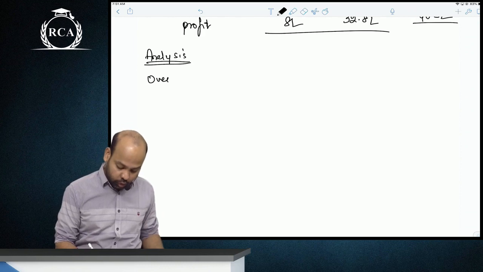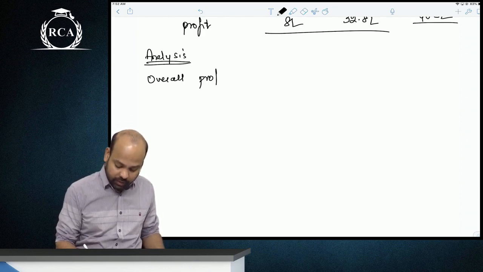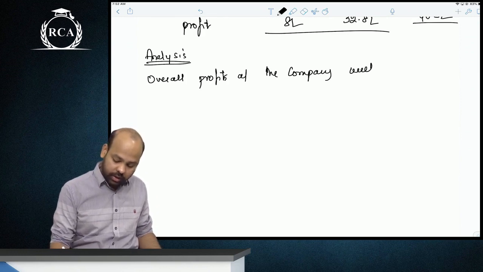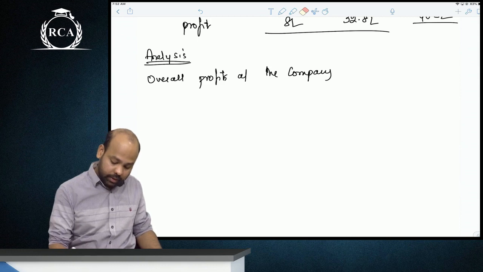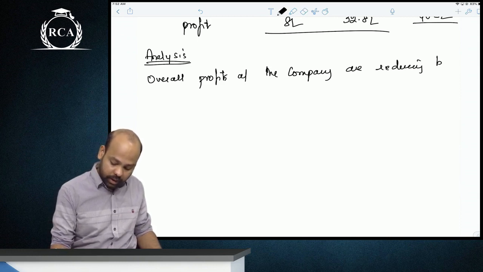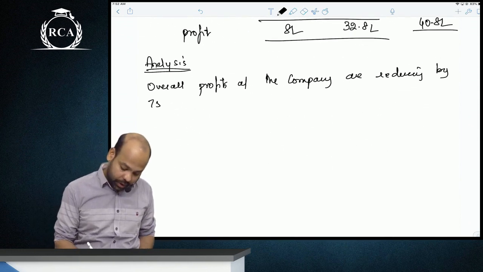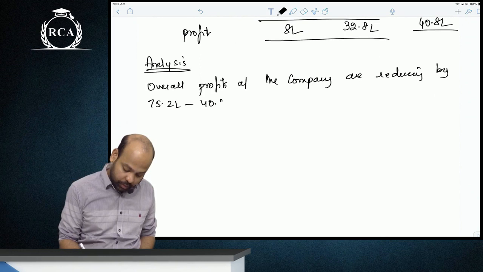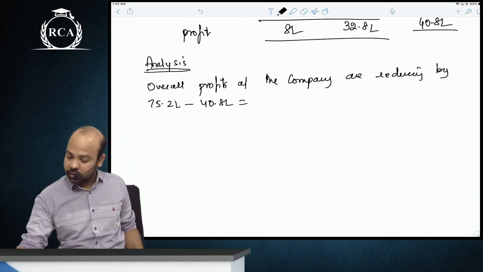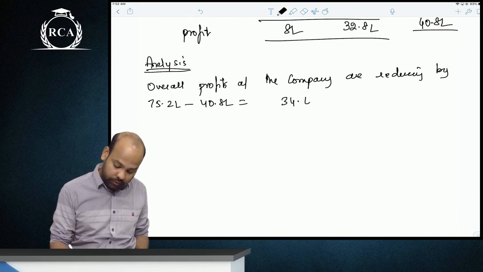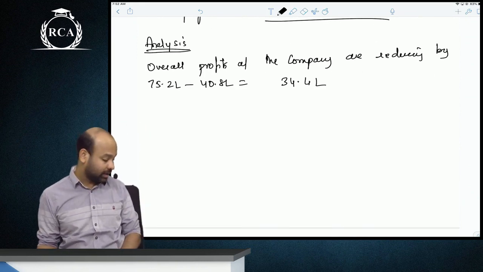Overall profits of the company, I will explain, you can listen and copy after that. Please do not be in a hurry. The overall profits of the company are reducing by 75.2 lakhs minus 40.8 lakhs, which is 34.4 lakhs.